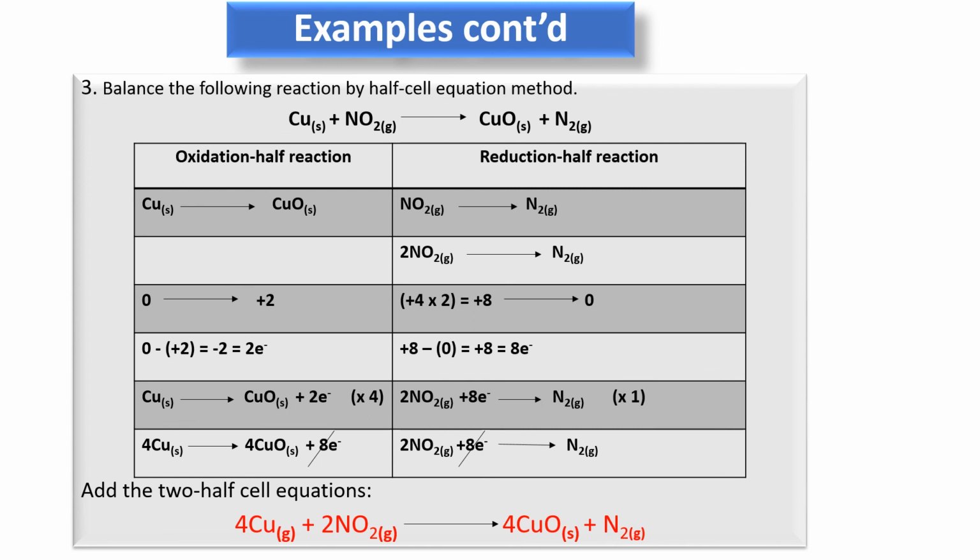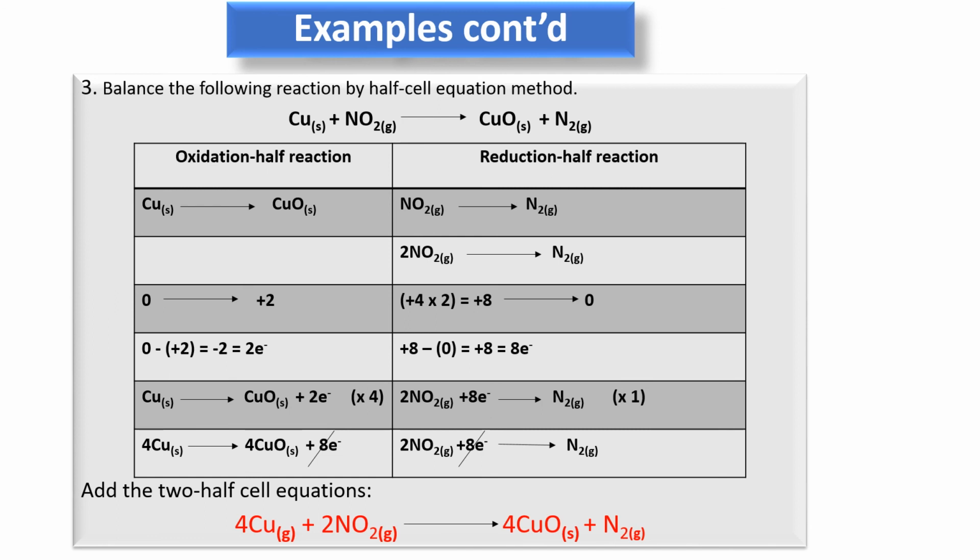So if you multiply Cu by 4, you get 4Cu. And if you multiply CuO by 4, you get 4CuO. And if you multiply 2E minus by 4, you get 8E minus. By the way, E minus is an abbreviation, the symbol for representing electron in chemistry. So here, since they are in ratio 1 to 4, the number of moles of electron gain and the number of moles of electron loss are in ratio 1:4. So multiply everything here by 1, you get this. Multiply everything here by 1, you get this. Multiply everything here by 1, you get this.